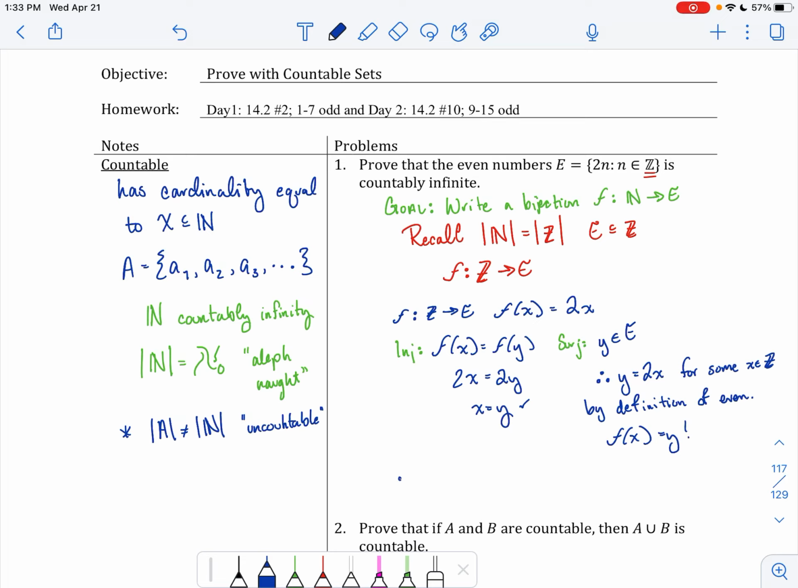So what that tells us is that E has the same cardinality as the integers, which we already have proven has the same cardinality as the natural numbers. By the transitive property, E has the same cardinality as the natural numbers, so E is countably infinite. So always remember you can use our old proofs to help yourself out.